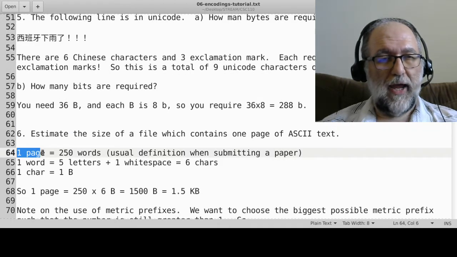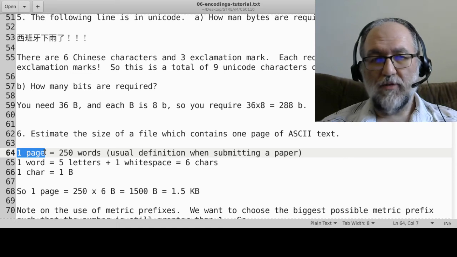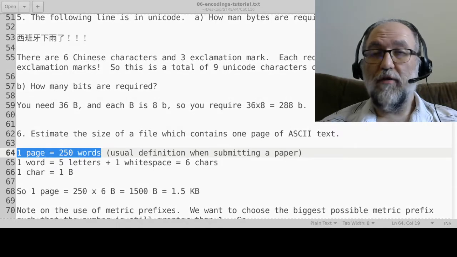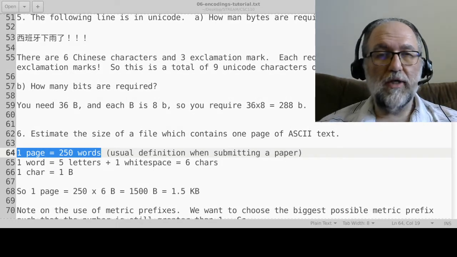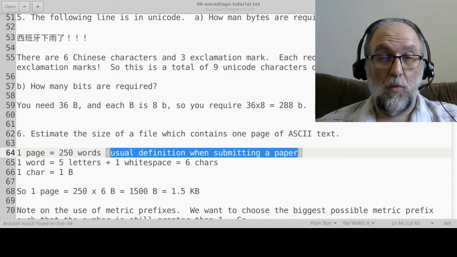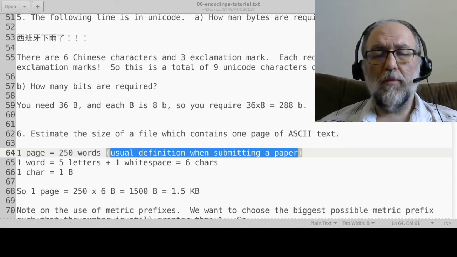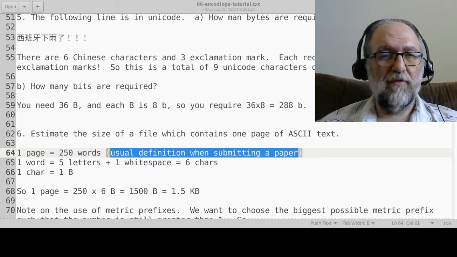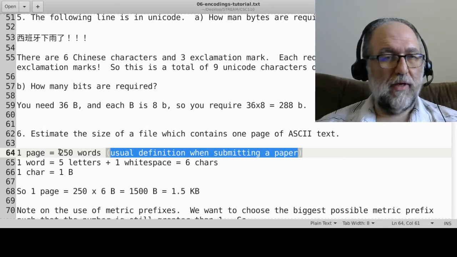So usually when you say 1 page, and this is where the estimation comes in, you usually mean 250 words. And you say, well, where did you get that? That's the usual definition. If someone says write a 40-page paper, and you ask, well, what do you mean by a page? Usually what you mean is 250 words. Could be a little more, could be a little less, but 250.